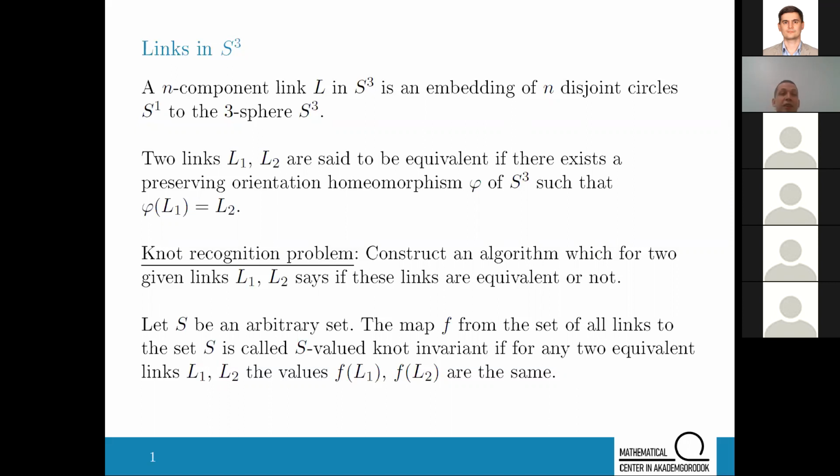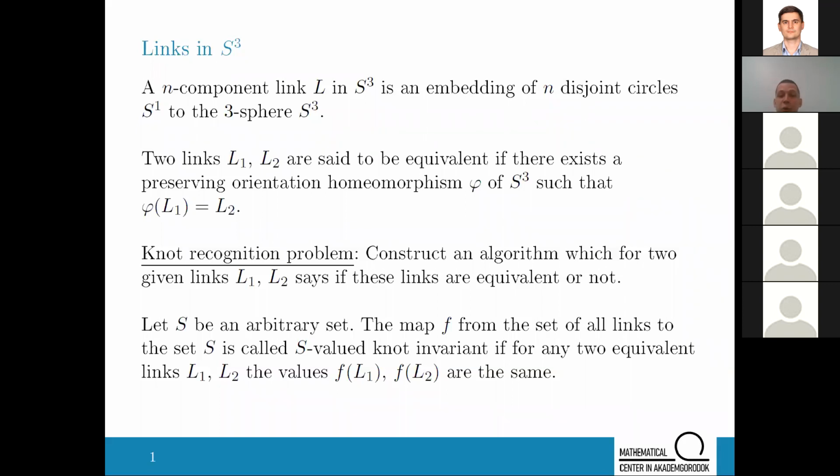So I will say that an invariant is good if it's easy to calculate the value of this invariant on a given link, it's easy to compare the values of this invariant on different links, and this invariant is powerful. And of course, it's difficult or it's impossible to find an invariant which satisfies all three of these conditions. So usually it's either easy to compare, or it can distinguish a lot of links, or there are no invariants which can satisfy all of these conditions.